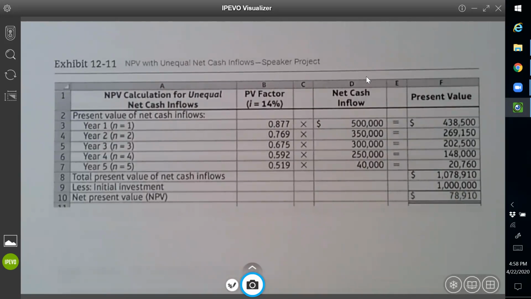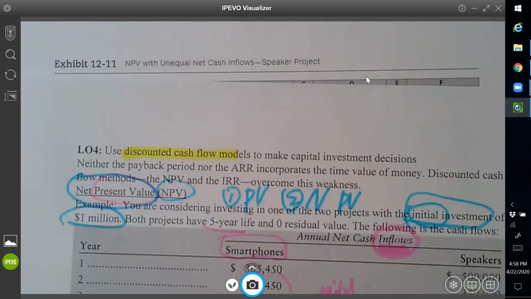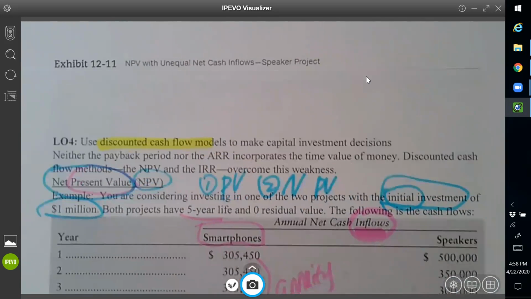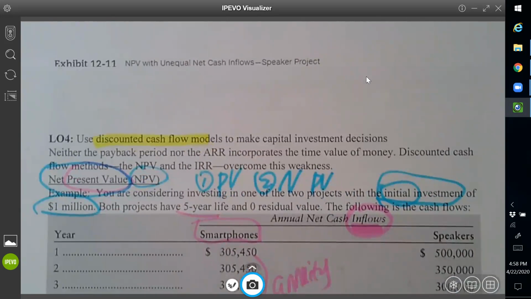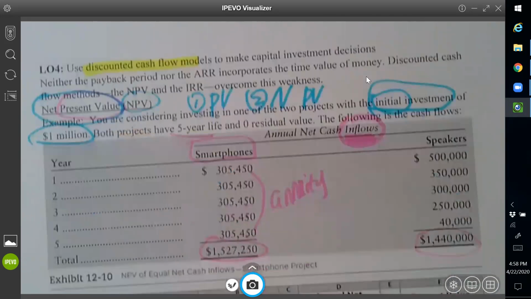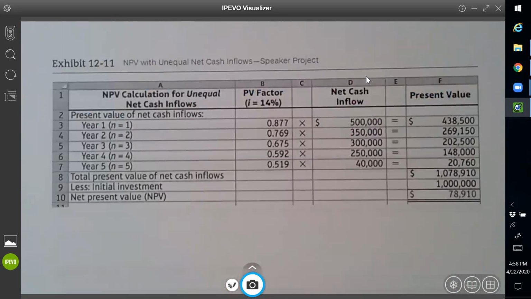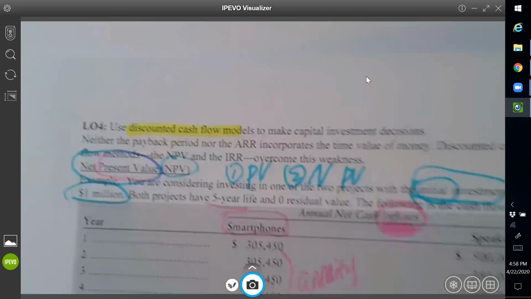So last time we said you have $1 million to invest between two projects. One is the smartphone, one is the speaker. And then we calculated the NPV of the smartphone project. So today we will talk about the NPV for the speaker project.